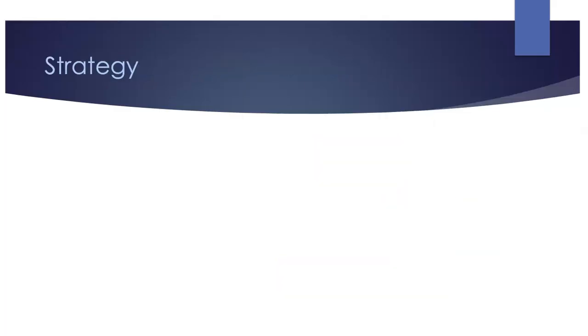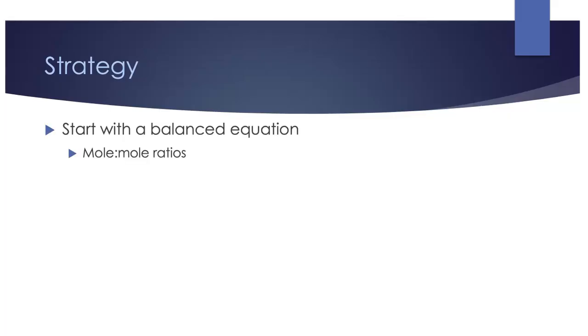Let's talk about our general strategy for solving these problems. You really need to keep in mind that these are stoichiometry problems. So you want to start with a balanced equation. From the balanced equation, we can pull out mole-to-mole ratios. I'm going to tell you, sometimes just the information about what the reactants are is enough to get the mole-to-mole ratios, even if you didn't write out a balanced equation. But you really do want to have that.